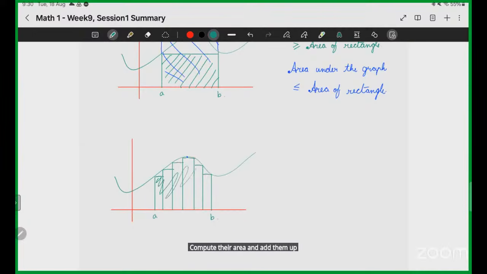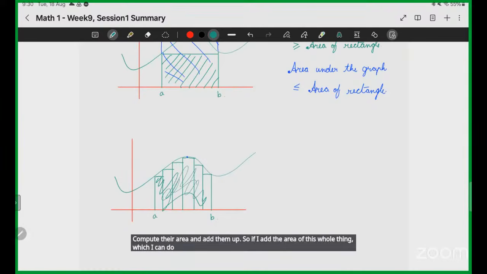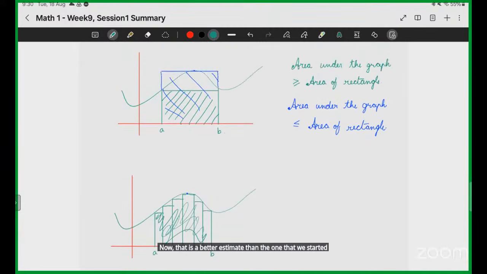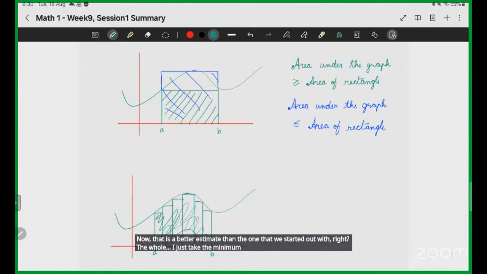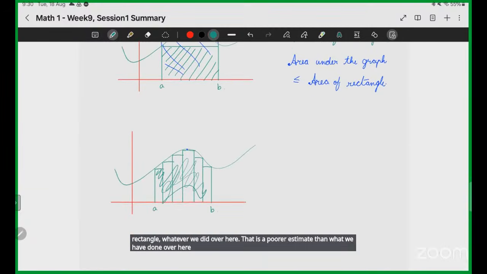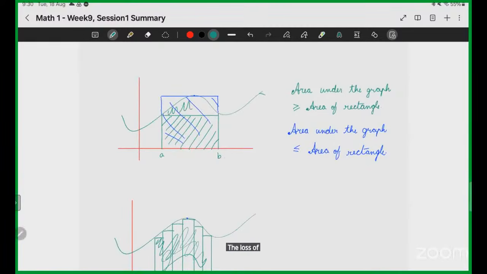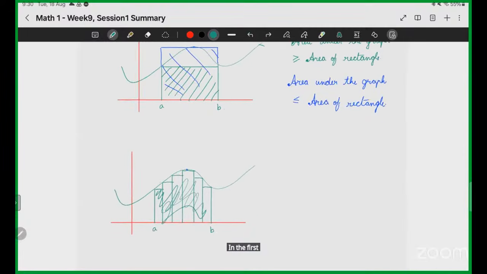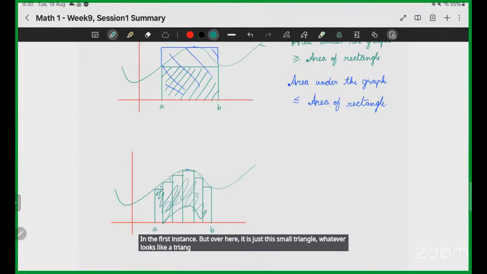So if I add the area of this whole thing, which I can do, now that is a better estimate than the one that we started out with, right? I just take the minimum and compute the area of one single rectangle. Whatever we did over here is a poorer estimate than what we have done over here. The loss of actual area was this part of the graph in the first instance. But over here, it is just this small triangle, whatever looks like a triangle, this, plus this, and this. So it's definitely a sharper estimate.